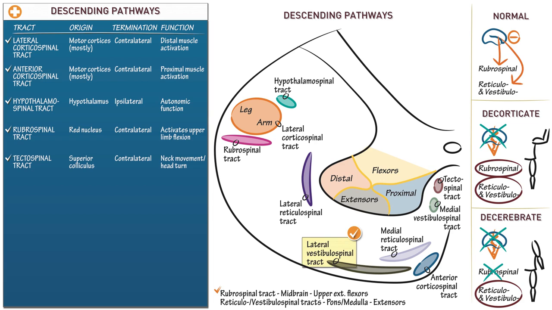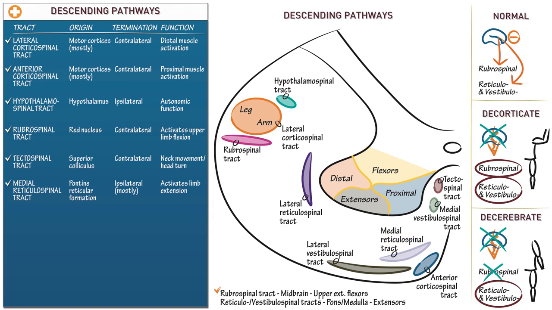Next, indicate that the medial, also known as rostral, reticulospinal tract originates in the medial zone of the pontine reticular formation and courses predominantly ipsilaterally to activate the axial and proximal limb extensors.